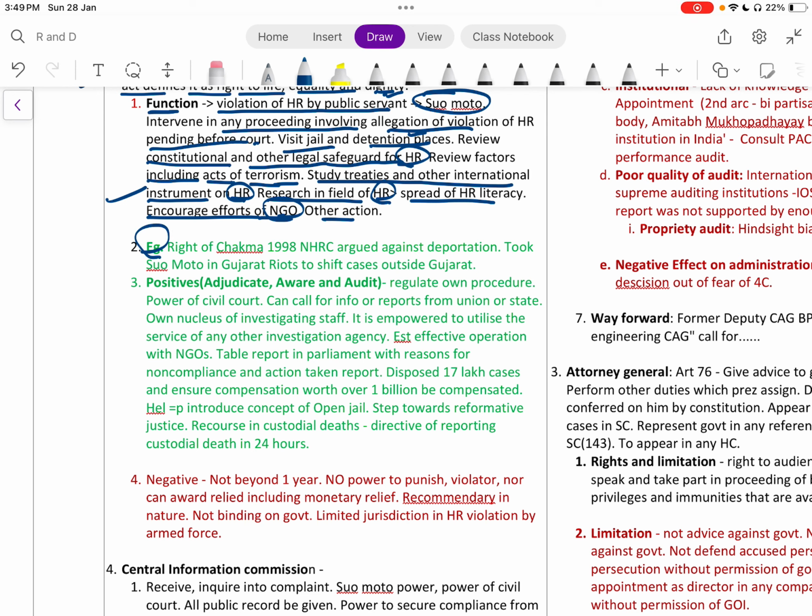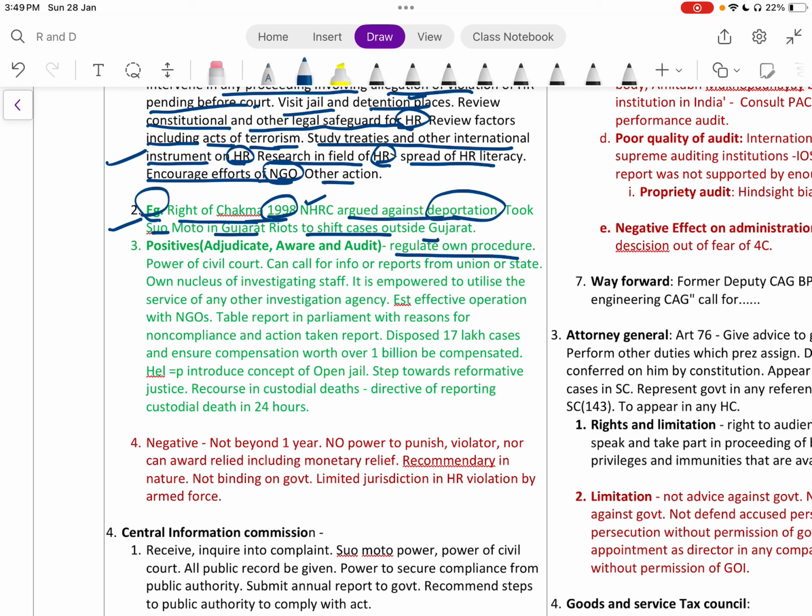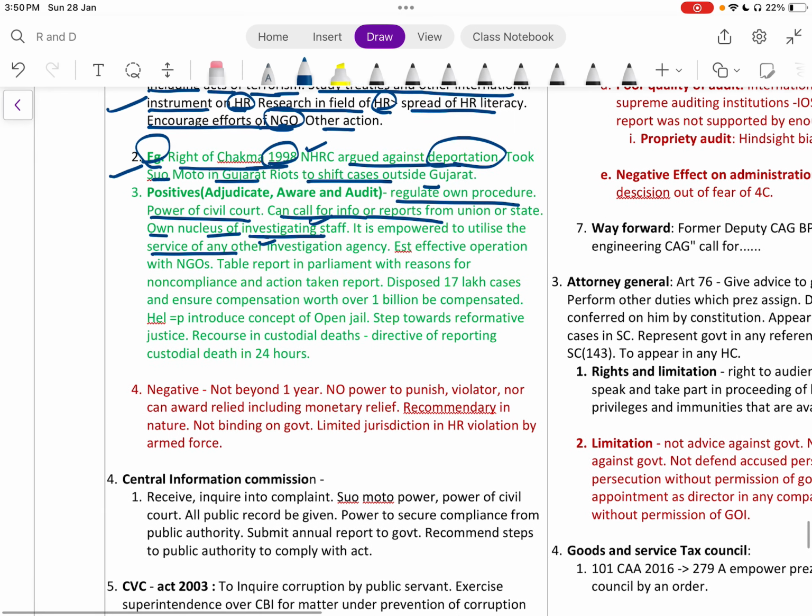Some of the good examples, such as the right of Chakma in 1998, was ensured by the National Human Rights Commission. It argued against their deportation, and took suo moto cognizance in Gujarat, using its right to shift the case outside Gujarat. It can regulate its own procedure, has the power of a civil court, can call for reports from the Union or state, and has its own nucleus of investigating staff.